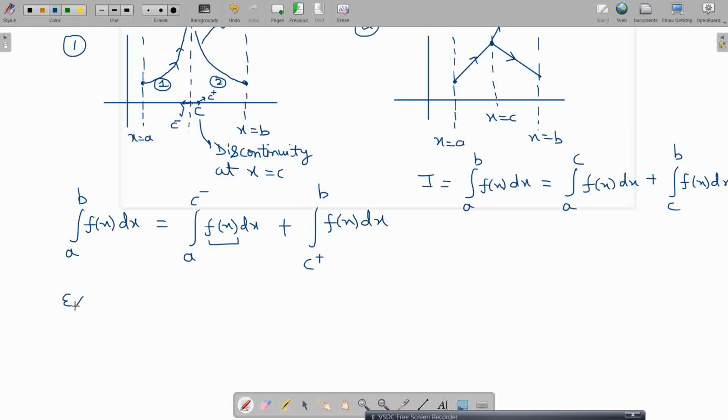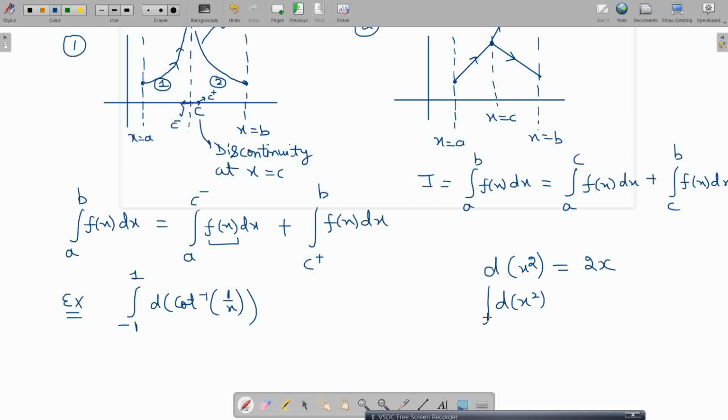The example is, suppose I have to integrate from minus 1 to 1 the differential of cot inverse of 1 over x. Whenever you write d of, let's suppose, x square, you are just differentiating x square with respect to x, so it is 2x. Now if I say d of x square and apply the integration sign, integration is the reverse of differentiation, so you can just cancel them out. So you have x square here.